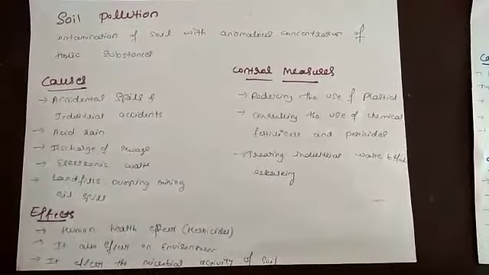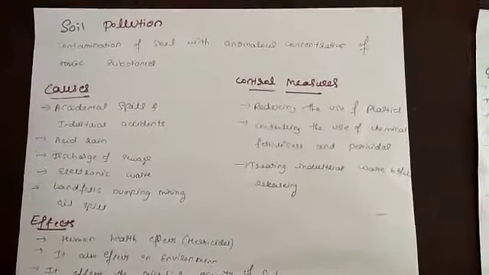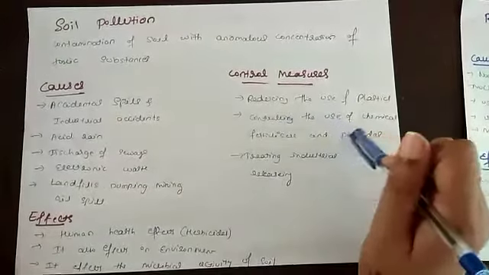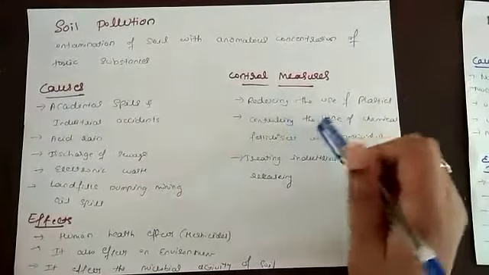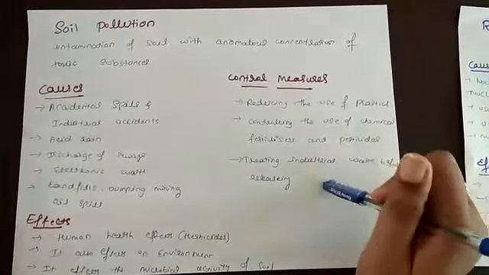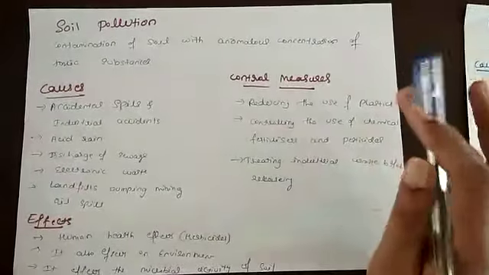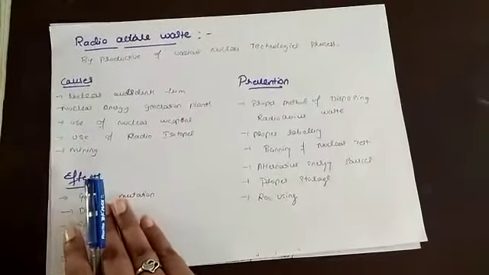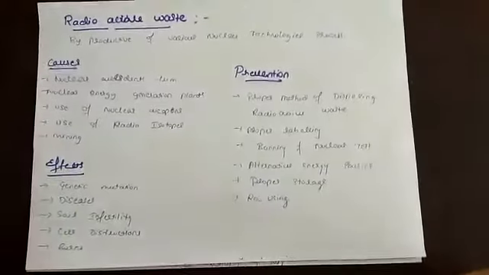How will you control this? Reducing the use of plastic. This is the main important thing. Then controlling the use of chemical fertilizer and pesticide, and treating industrial waste before releasing it. Then next we move on to the next part, which is called radioactive waste.